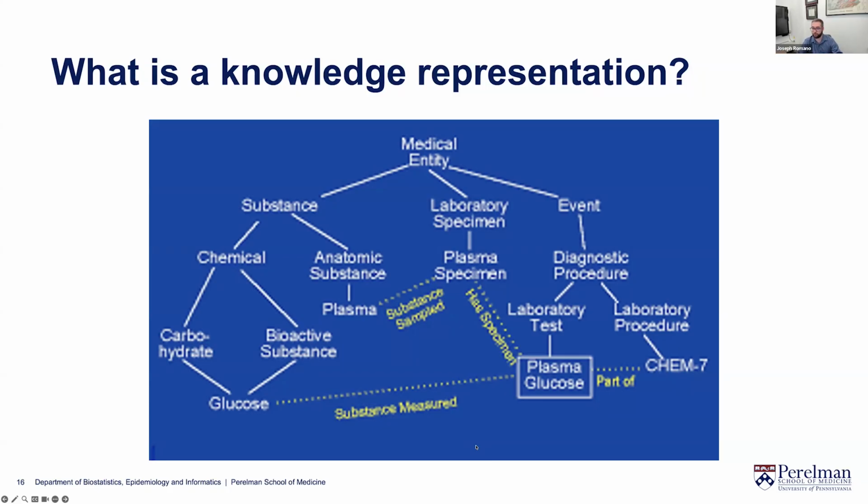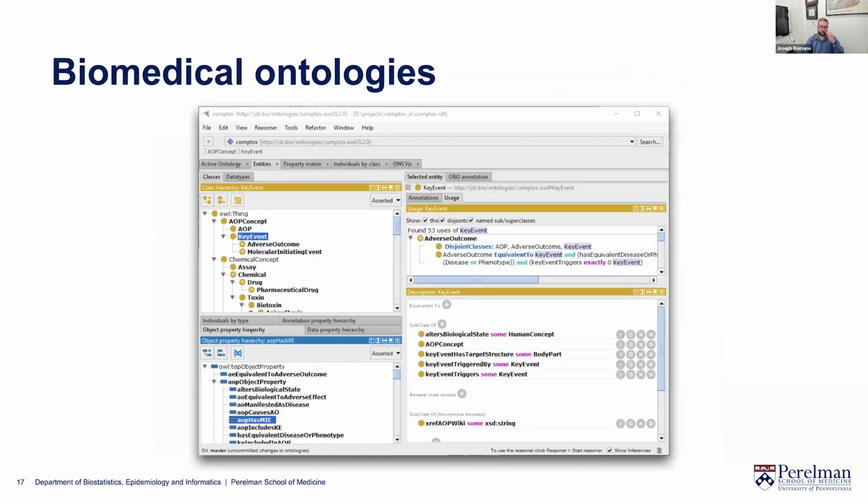So here's a very low resolution image, because it's very old, of a medical knowledge representation from something called the Medical Entities Dictionary. Here, what it's doing is it's describing the meaning of plasma glucose as a clinical concept. And it does that by linking it to other meaningful concepts along with these links, such as has specimen, part of, substance measured, and so on, that connect it to other entities within this concept hierarchy. So that's defining the meaning of plasma glucose in a way that a computer can also process.